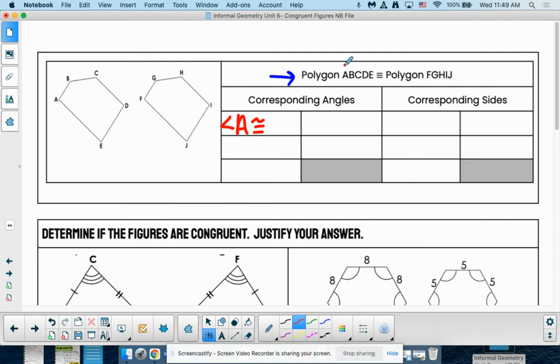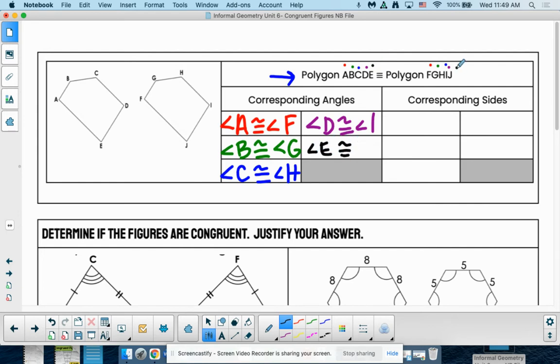So angle A is our first letter. What's our first letter on our other polygon? F. So they go together. Now we just go in order. B is my second letter. What matches B? G. And we just keep going. C is our third letter. What matches that? H. And we're just going to keep going down the list. Angle D matches angle I. And then our last one here, E, is congruent to angle J.